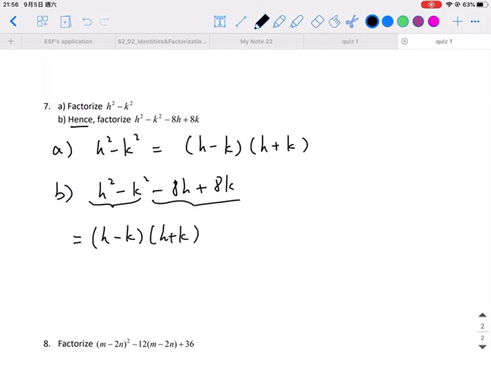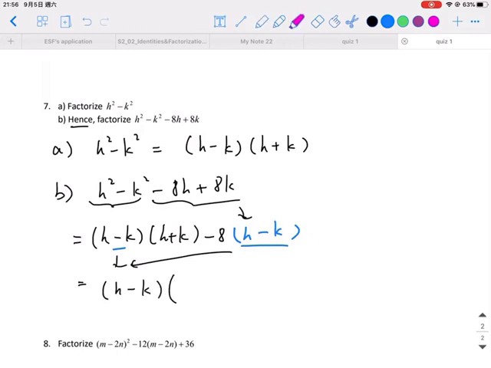And for the second part, remember you take out the common factor of negative 8, so that the bracket inside should be h minus k. We have two brackets with the same items. And finally, we have the common factor h minus k. So it's h minus k, and then what is inside is h plus k and minus 8. So write down, it should be h plus k and minus 8. So we finish the last two questions.